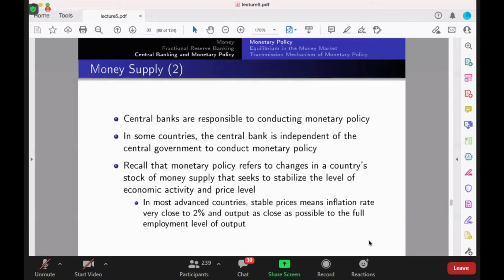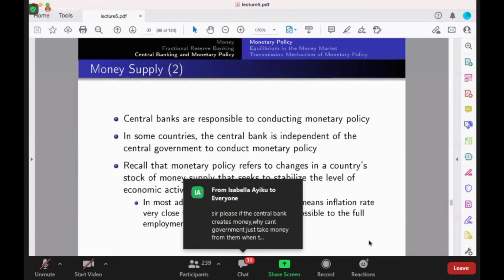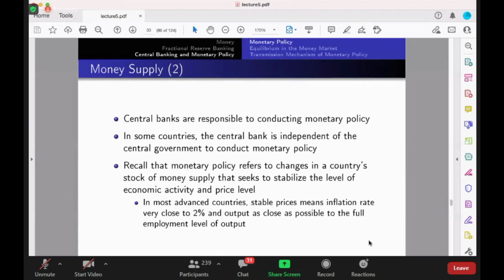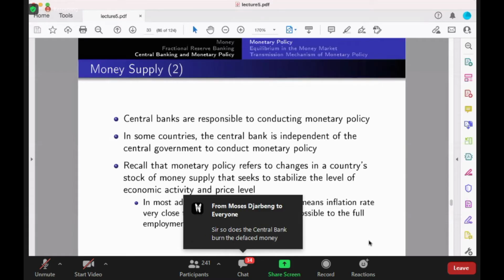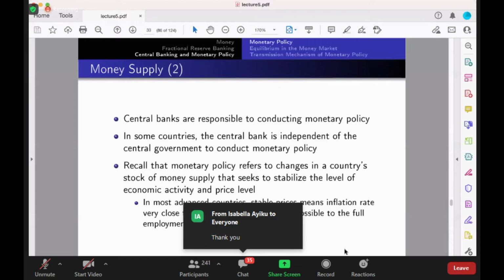Good. Sir, if the central bank creates money, why can't the government just take the money from them when they are in need of the money? Instead, they go out borrowing. Okay, Isabella, your question will also be answered. Very, very good question. I think when we come to inflation, we'll answer your question. You realize that printing of money can lead to inflation. So it's not as simple as that. When inflation is high, real money balances deplete, and we'll answer that question. It's a very good question. So 2 marks for you. Is it Isabella? Yes, they do, Benny. Yeah, they do.